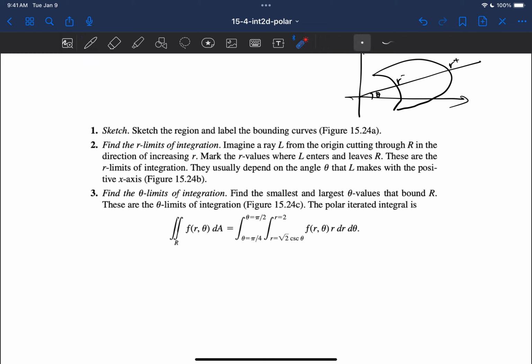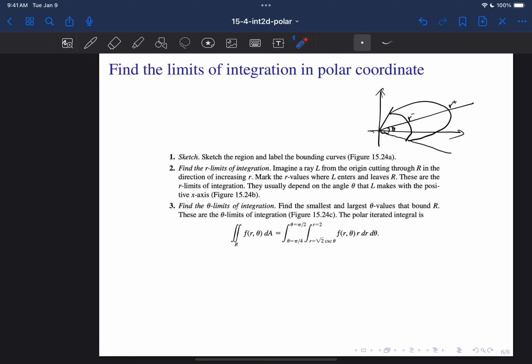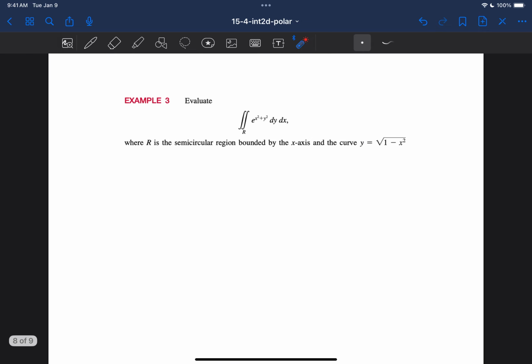This is for arbitrary theta, and then we can look at where theta starts from. So this is the angle which theta starts with, and this is the angle where theta ends. So first find the r limits and then find the theta limits. All right, let's see the next example.